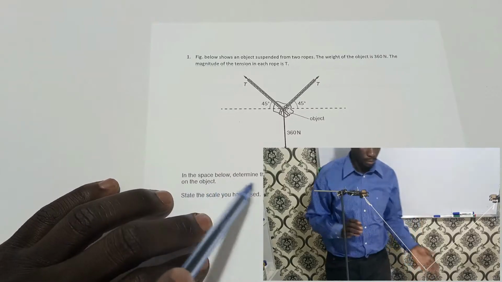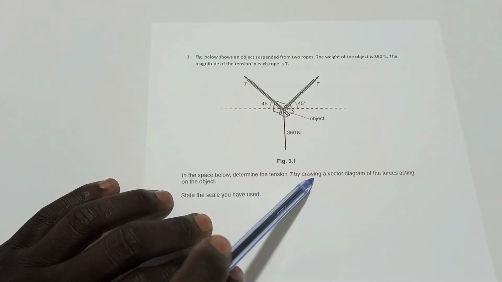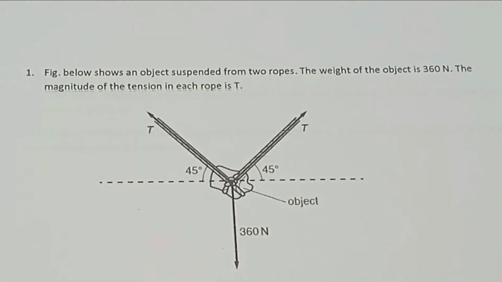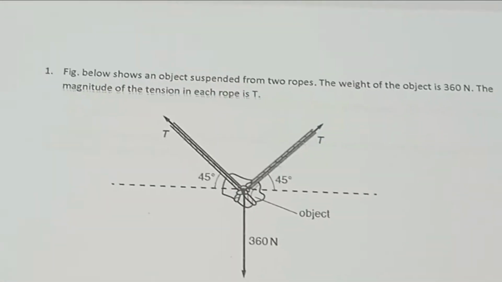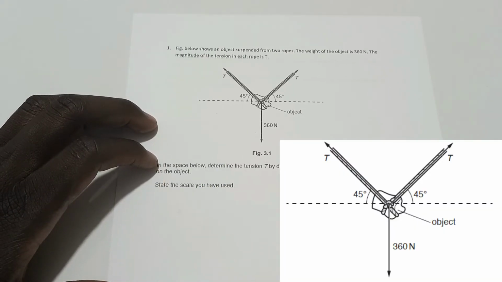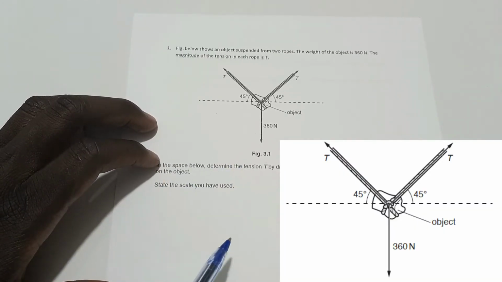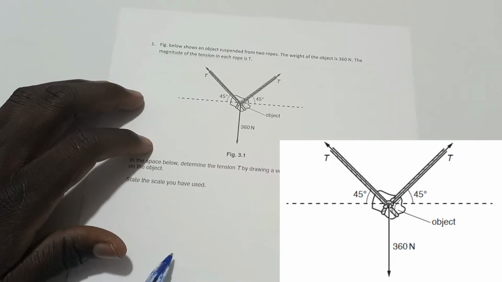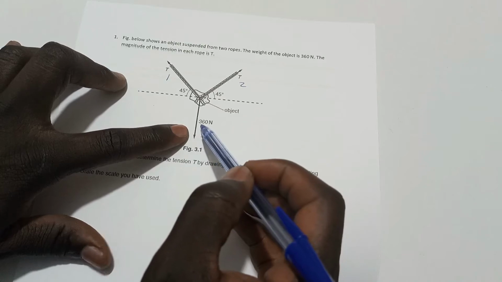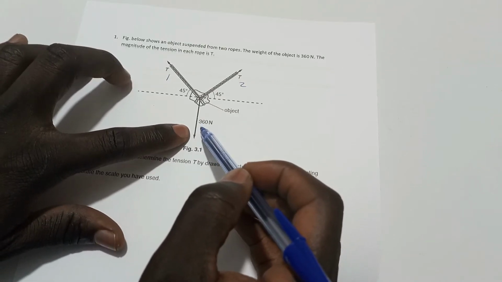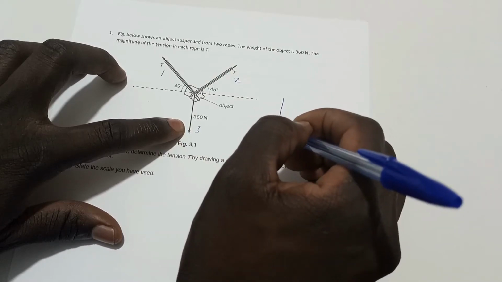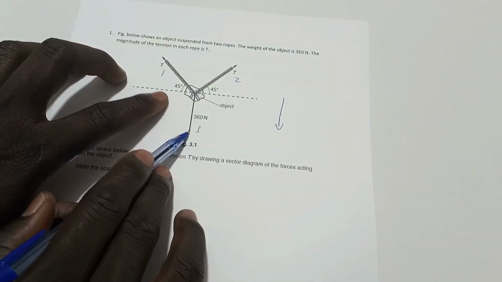So in the space below, determine the tension T by drawing a vector diagram of the forces acting on the object. State the scale you have used. Now I recommend, before you start anything, see if you can make a sketch of what can work for you. So if we have this, because this is actually going to be the long one, this has the force that is acting downward. Of course it's acting downward.